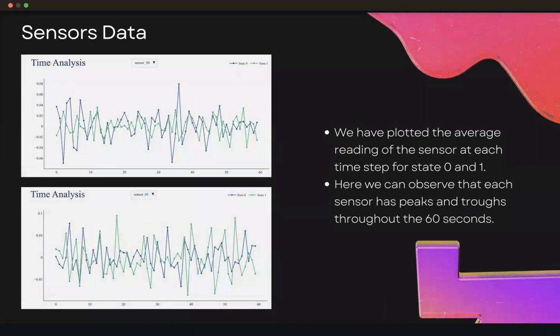Now this is what our sensor data looks like. Here we have plotted the average reading of the sensor at each time step for state 0 and state 1. We can see that the sensor has peaks and troughs throughout the 60 seconds. The blue line is for state 0 and the green one is for state 1. Here we have plotted sensor 0 and sensor 1 only, and this is how our time data of the sensors looks like.